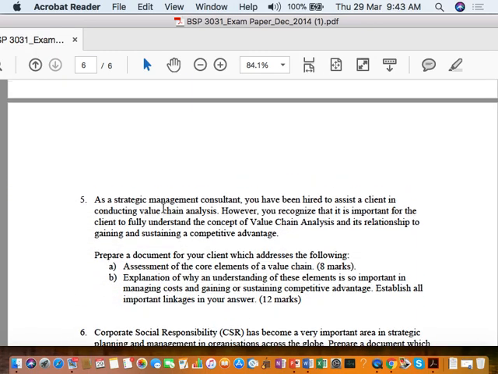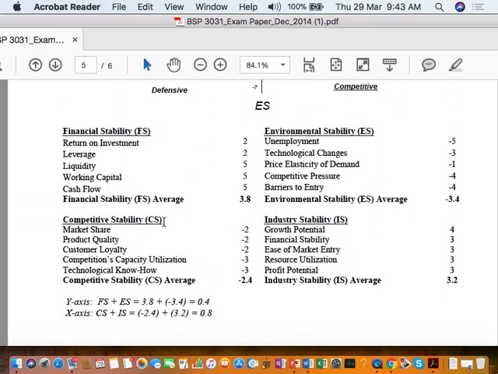The only difference now would be, it just tells you the conditions for financial stability. So it says for financial position or stability, it gives you the rating. It would say the return on investment is a 2, the leveraging position, the liquidity position, the financial average is here. And then it tells you about the environment, the unemployment, and really these are all external things, the barriers to entry, competitive pressures, price elasticity of demand, and the industry growth potential.